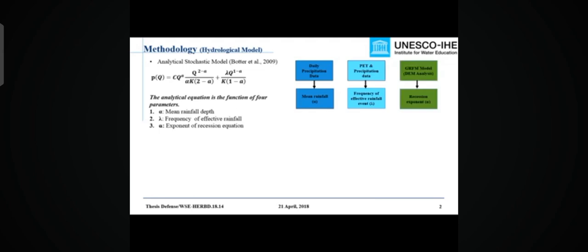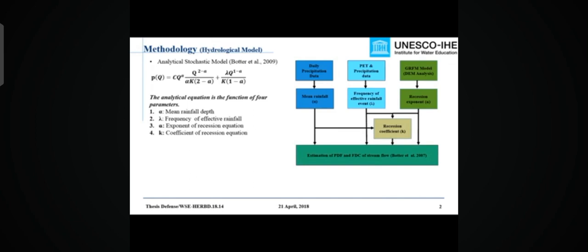Second one is lambda, which is the frequency of effective rainfall, and this can be obtained by using potential evapotranspiration and precipitation data. Third one is the recession exponent, which can be obtained by analyzing topographic data using the geomorphic recession flow model. The last parameter, the coefficient of recession, can be related with the previous 3 parameters. So once we have the previous 3 parameters, it can be calculated easily. And after having all these parameters, the probability distribution function and flow duration curve are plotted, and these are then validated at the gauging stations.